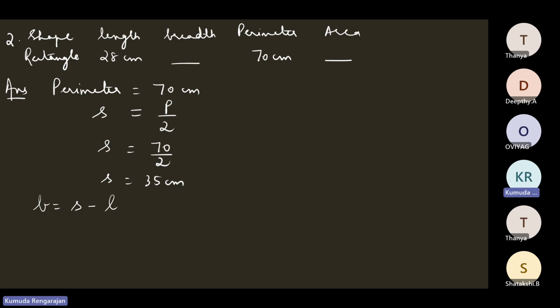It's a rectangle, so first, using the perimeter, you need to find the semi-perimeter. So half of the perimeter is 35 centimeters. Now, if you're using area, breadth is equal to area divided by length. But if you're finding breadth using perimeter or semi-perimeter, breadth is equal to semi-perimeter minus length. There's a difference. It's not semi-perimeter by length. If you're finding the breadth using area, then breadth is equal to area divided by length, or length is equal to area divided by breadth.